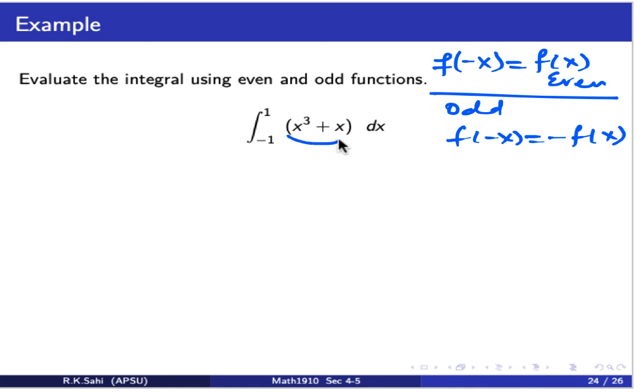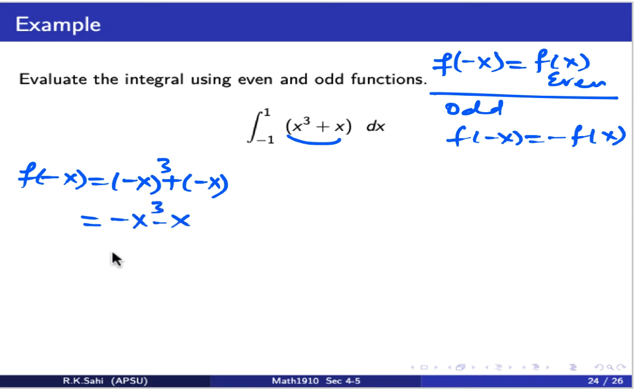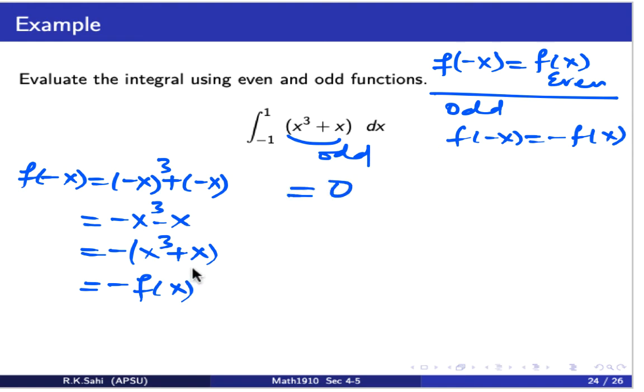Now the testing is of this function x cubed plus x. So what is f of minus x? Minus x the whole cube plus minus x, which gives me minus x cubed minus x. Take the minus out, you have x cubed plus x, which is minus f of x. Clearly, this function is an odd function. And if it's an odd function, wow, it's simple. It is equal to 0.